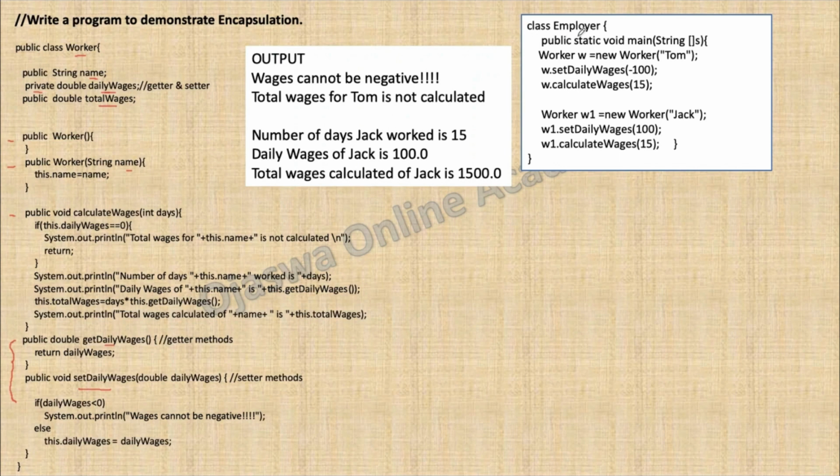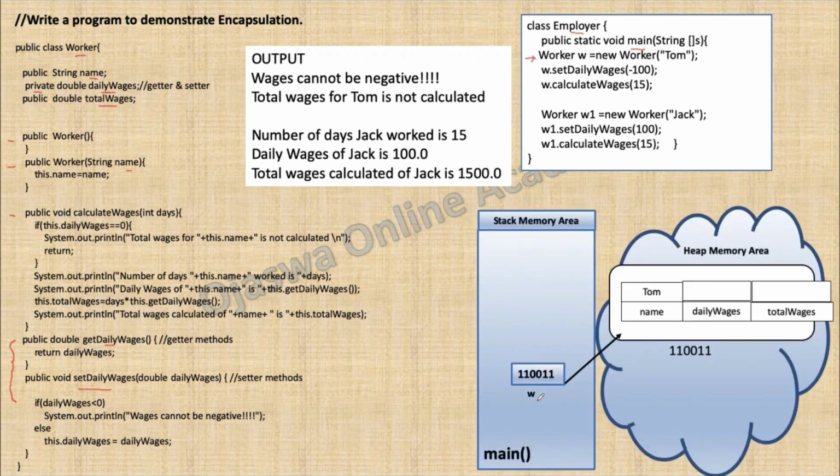So we have defined the Employer class, that has the main method. Your execution starts from here. Worker w equal to new Worker. We are creating an object. As soon as the interpreter reads this statement, memory will be allocated for the object and the instance variables. Memory will be allocated for the instance variables of the class, that is name, daily wages and total wages.